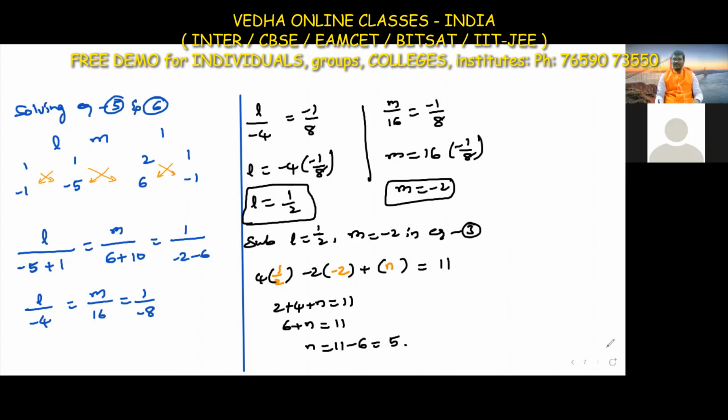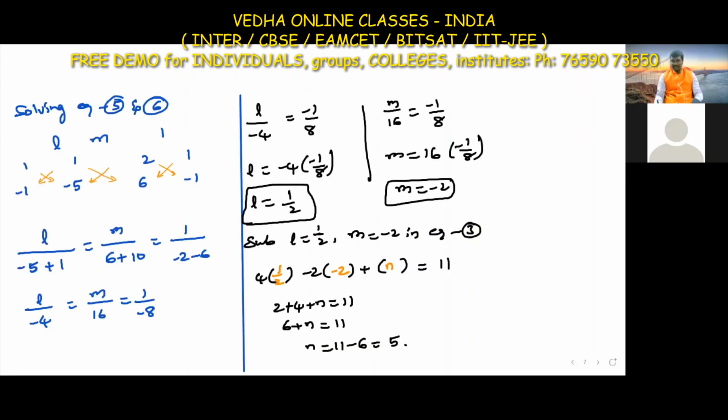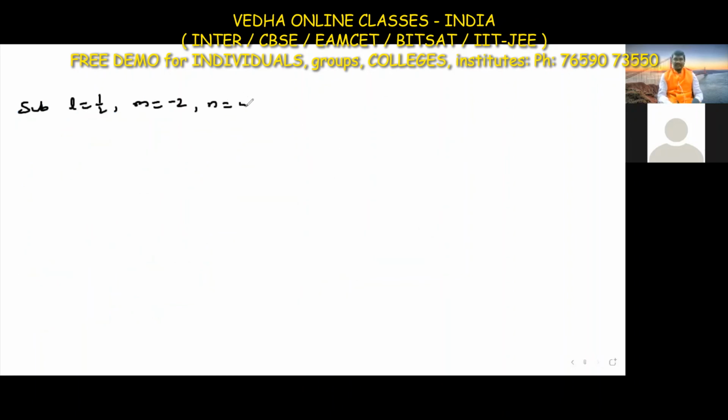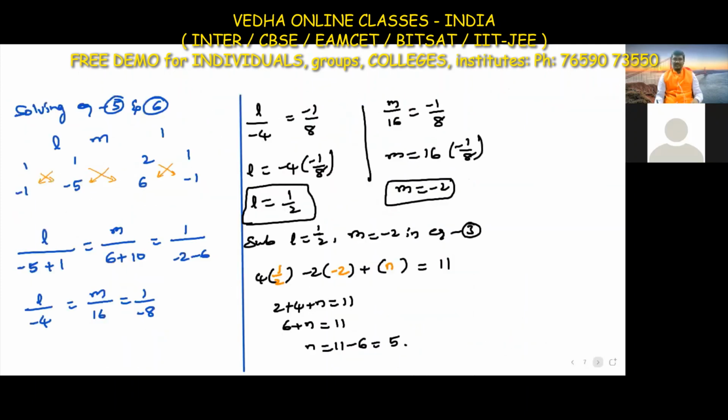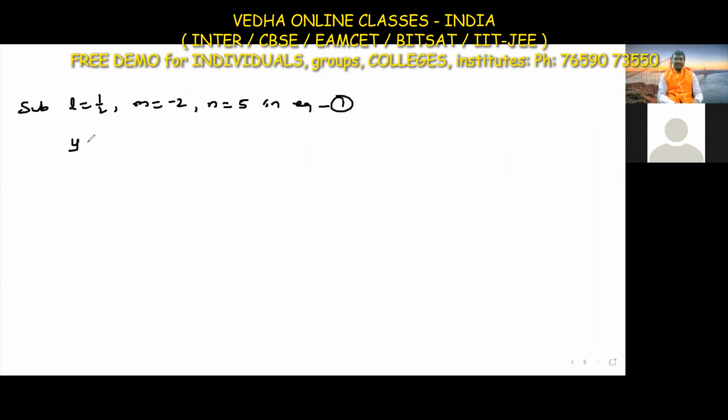Now substitute all the values in equation 1. Substituting L equal to 1 by 2, M equal to minus 2 and N equal to 5 in equation number 1. What is equation 1? Equation 1 is y is equal to Lx square plus Mx plus N. So y is equal to L into x square plus M into x plus N.